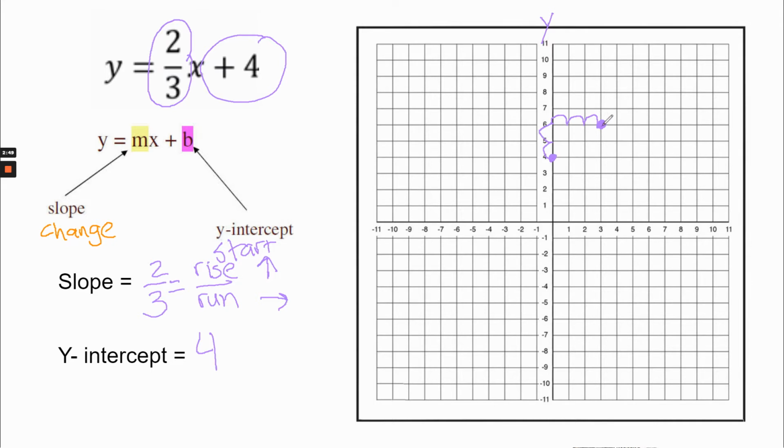So then we're going to start at this point and go up 1, 2, and then over 1, 2, 3, and we'll put another dot. And then once you have 3 points, you will connect those with a line. So I'm going to draw a line through my 3 points. And that's how I graph this line, y equals 2/3 x plus 4.